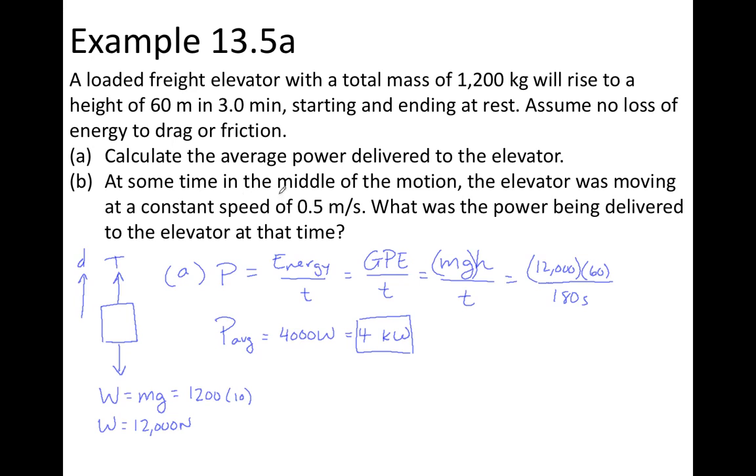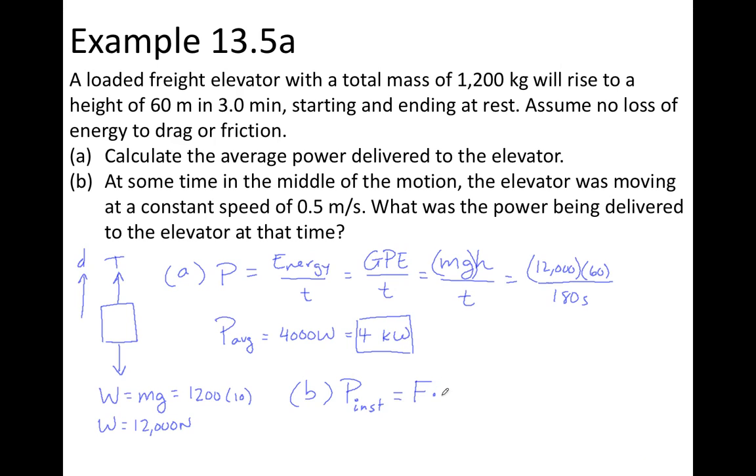Okay, at some time in the middle of the motion, the elevator was moving at some constant speed, 0.5 meters per second. And it should be noted that that is less than the average speed because the elevator had to spend some time slowing down. What was the power being delivered to the elevator at this time? We should expect the power being delivered to be higher than the average at this time. And since we're looking at power at a specific time, we're looking for instantaneous power delivered.